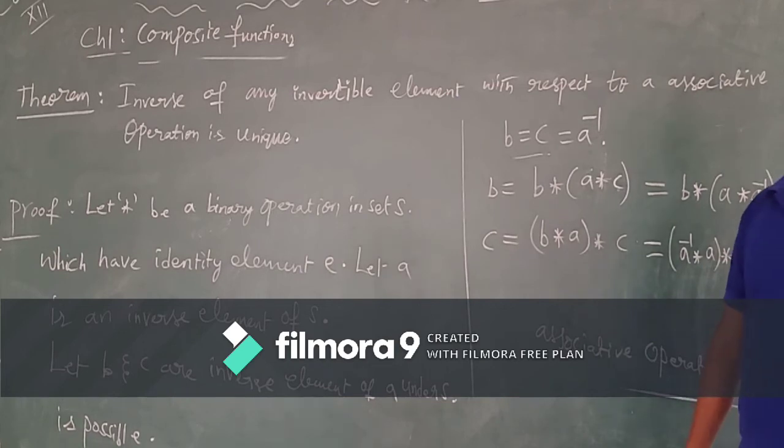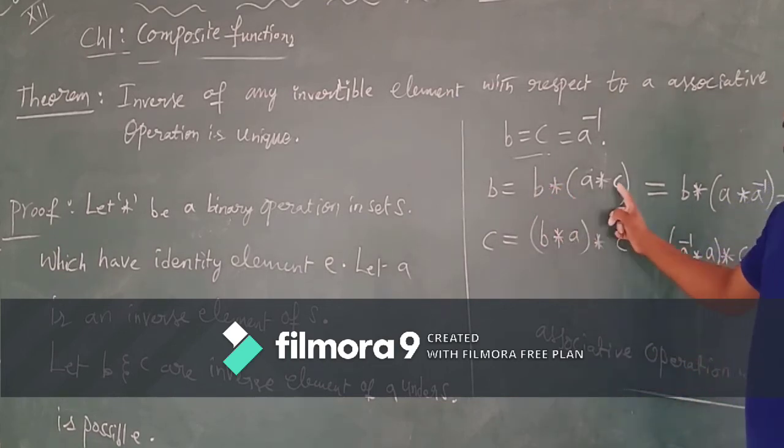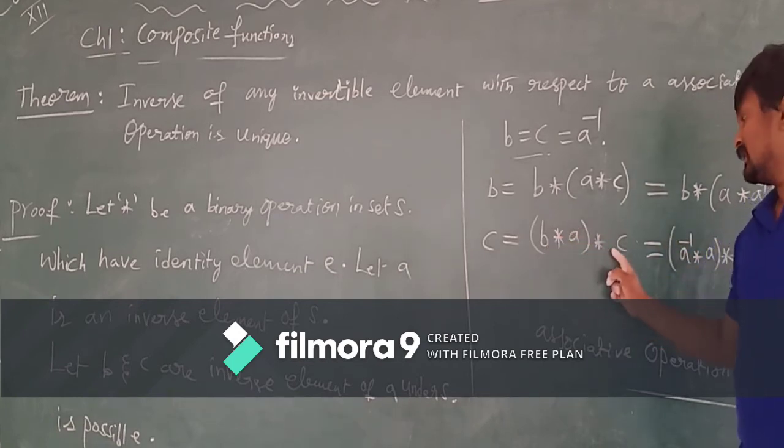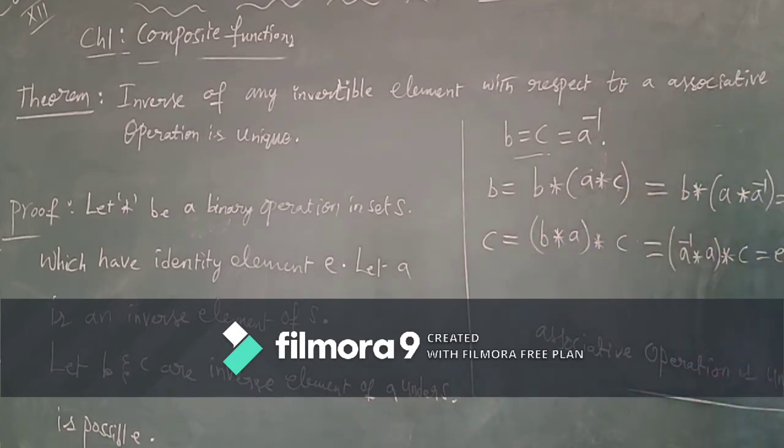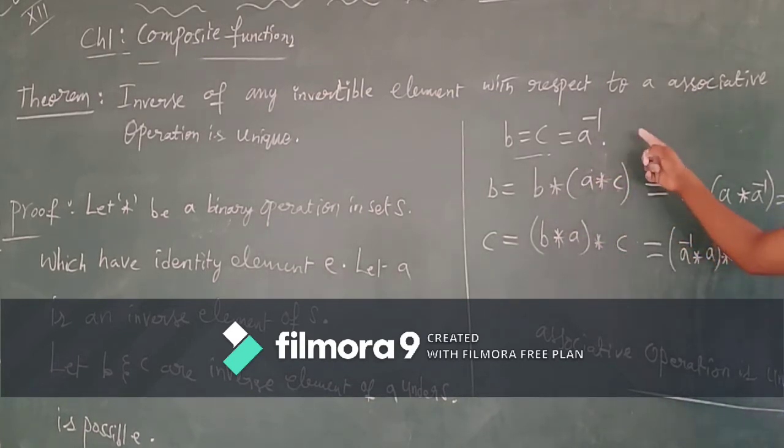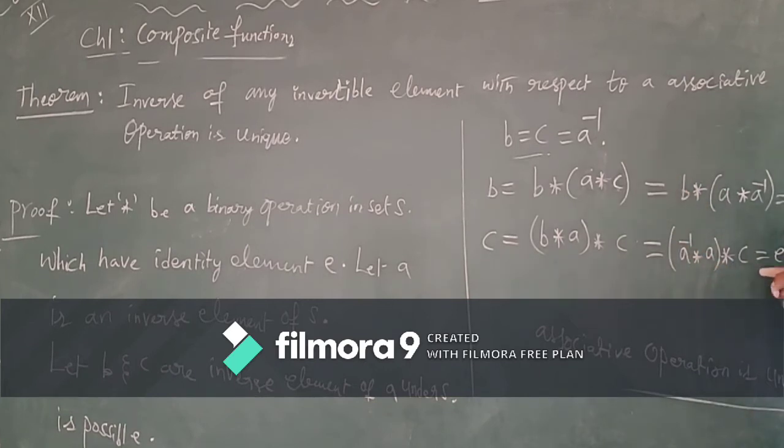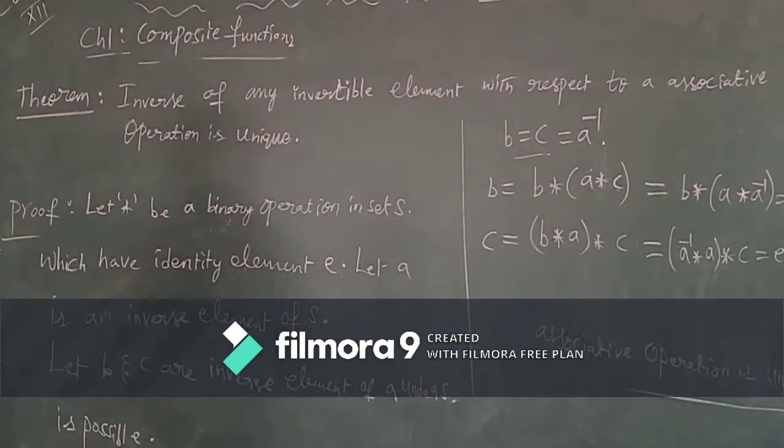Let's see that now. Here B star A star C, and B star A star C. In the brackets, wherever C and B are there, substitute A inverse. So A star A inverse is nothing but E. So B star E is nothing but B, and by the same method, A inverse star A is nothing but E, so E star C is nothing but C. So the inverse under an associative operation is unique. This is about your theorem.